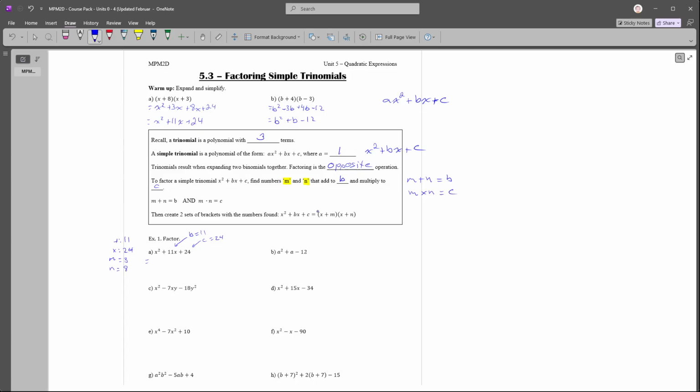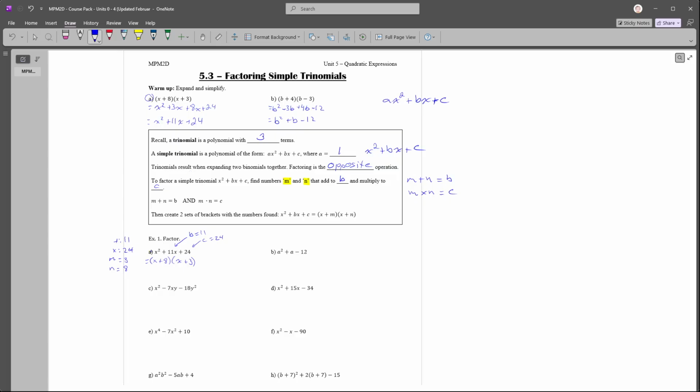So if we're following the form, our solution here is x plus 8 multiplied by x plus 3. And we're done. Whoa, look at this. See the answer right here, x plus 8, x plus 3? We just reversed our example over here in A, x plus 8, x plus 3.